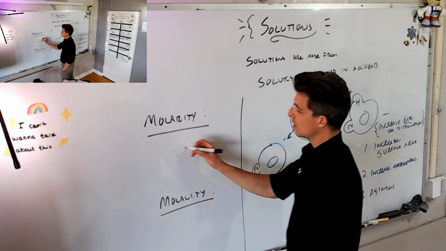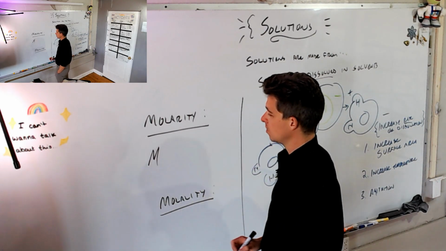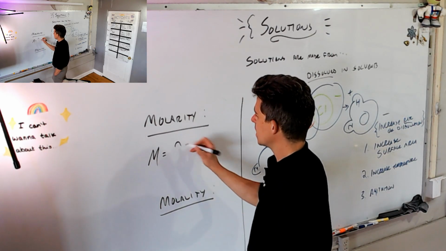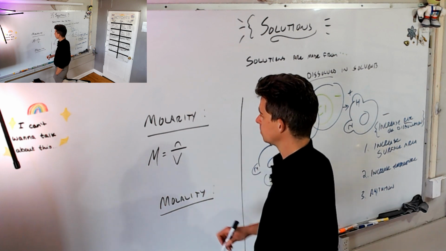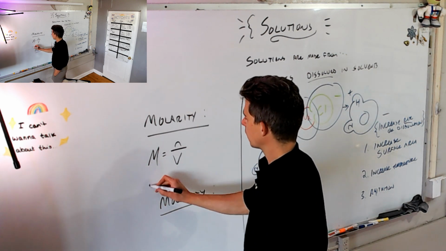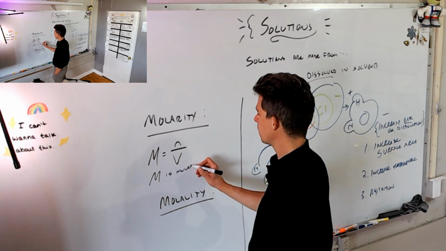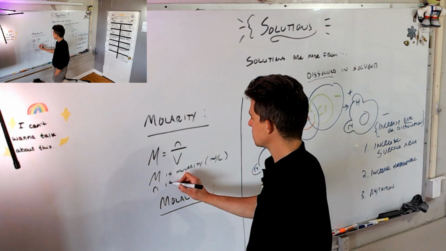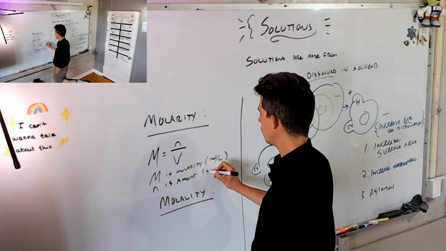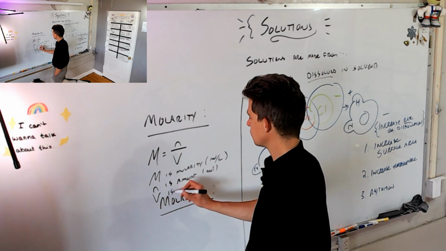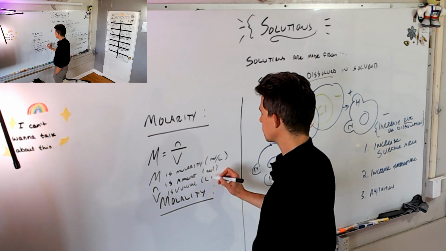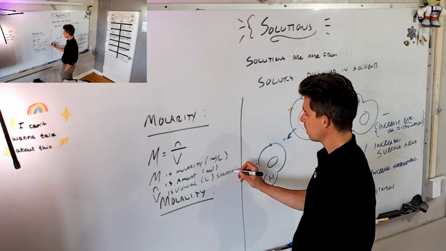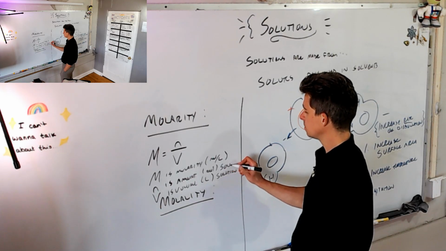Molarity uses the abbreviation capital M, and we also use that as the unit, moles per liter, equals n, which is amount, over volume. So where capital M is molarity, measured in moles per liter, n is amount in moles, and capital V is volume measured in liters. And this does have to be, the volume is of the whole solution, and the amount is of the solute.